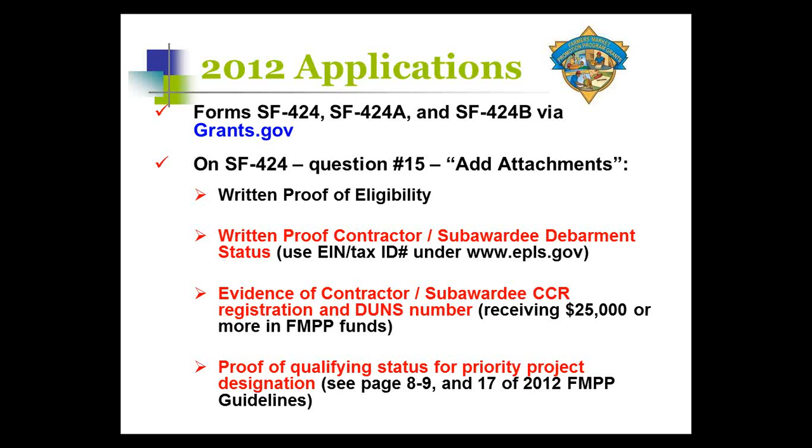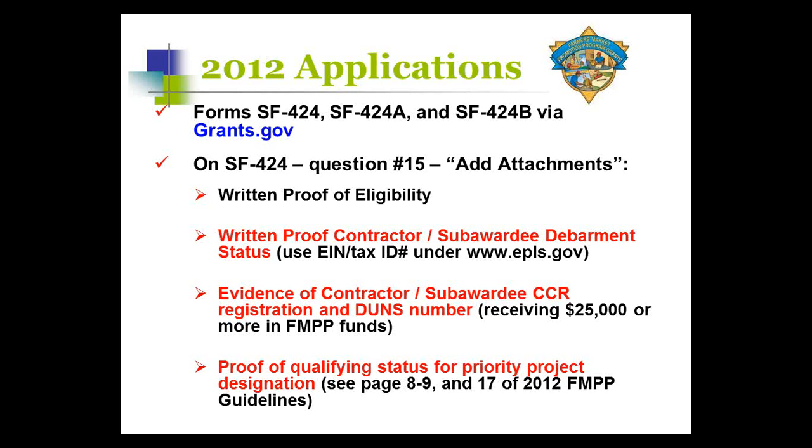That means you need to go to epls.gov for anyone who is a contractor or a sub-awardee, someone else receiving money other than the personnel that's listed from your organization, to prove that they are not debarred. So I've provided you the website to that debarment status, epls.gov. You just type in the contractor's tax ID number or the EIN number, print off the screen that says that they are not debarred, and include that as a part of the application package.